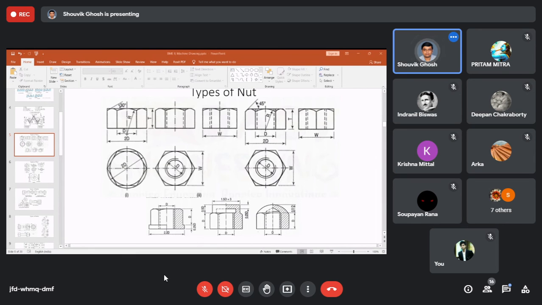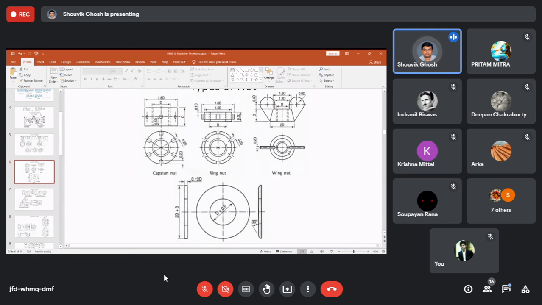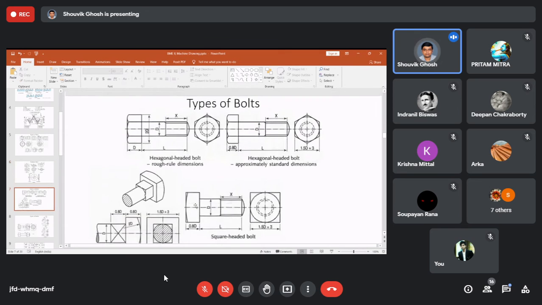There is a convention to it. Here you can see this is a wing nut, there is no side itself. দেখতে পাচ্ছ? There is no hexagonal. This is a circular nut. This is a wing nut. Then there is a ring nut. The same thing. Capstan nut. Same thing. No sides. This is a washer that goes on with the nut.